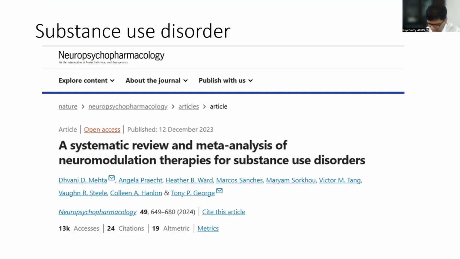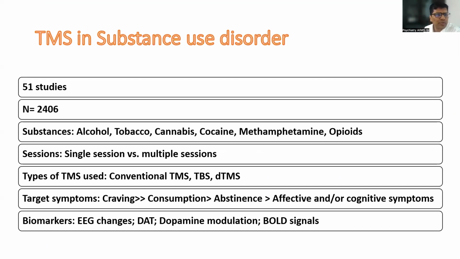rTMS has been tried in patients with addictive disorders. Evidence supports that it is effective in alcohol use disorder, tobacco use, cannabis, cocaine, stimulant use, opioid use. Many studies used a single session of rTMS for the treatment, and many used multiple sessions. It is always better to have multiple sessions, as they give a relatively better result than a single session of rTMS, because multiple sessions help in development of neuroplasticity.